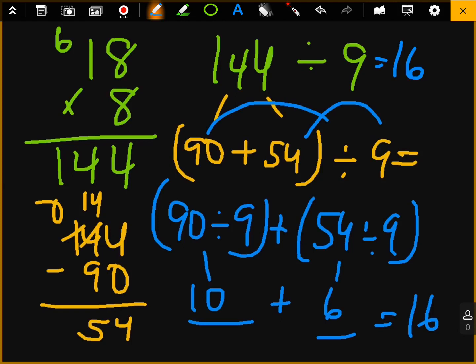Once again, the way I found 90 and 54 is I said, okay, well, I know 9 times 10 is 90. Let me subtract and see if this number can be divided equally by 9. And sure enough, it can. This is why you need to know your multiplication facts.